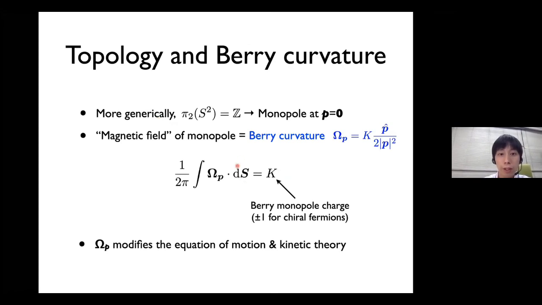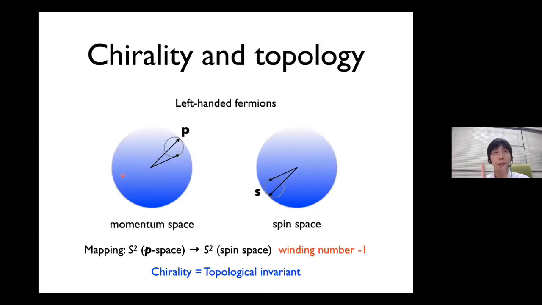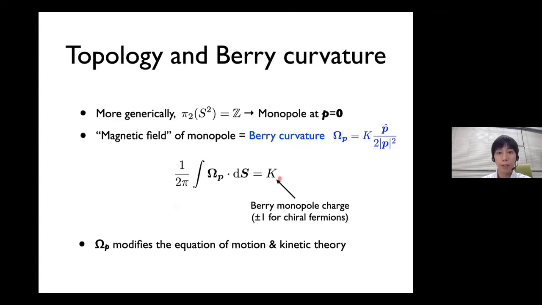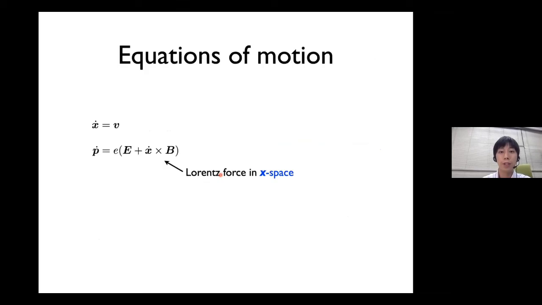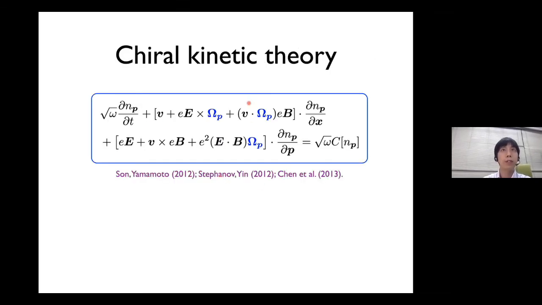As I said, this Berry curvature knows the physics of the chirality, right? So this is related to the spin degrees of freedom. And through this omega p, the Berry curvature, the kinetic theory knows about the spin degrees of freedom.